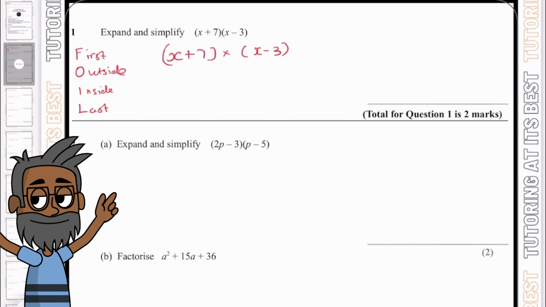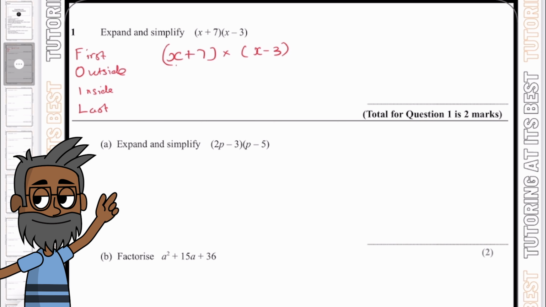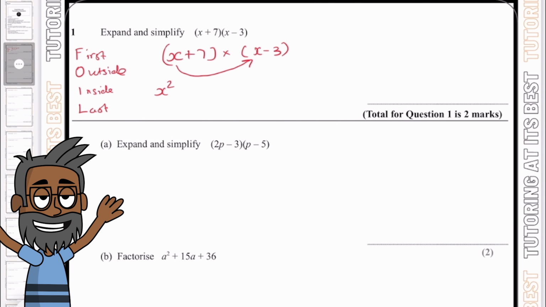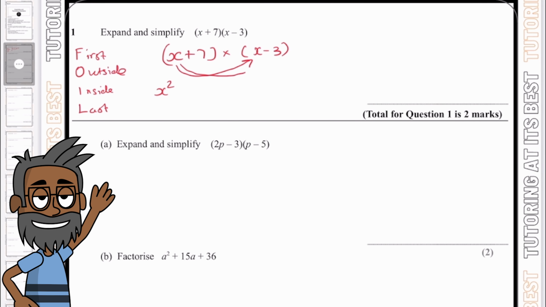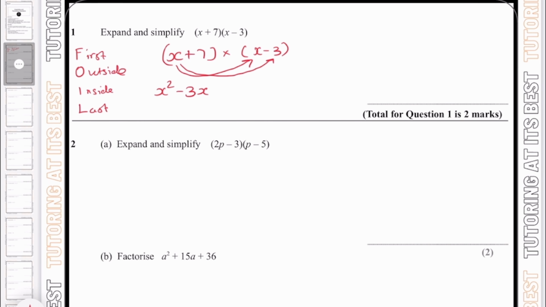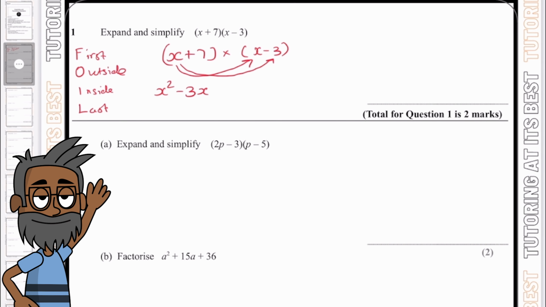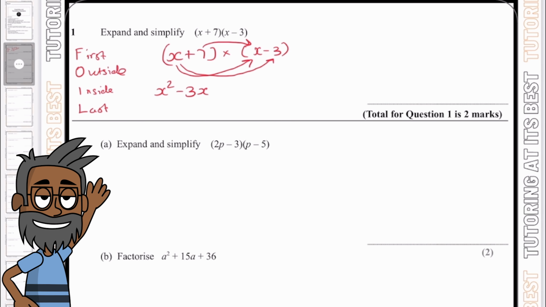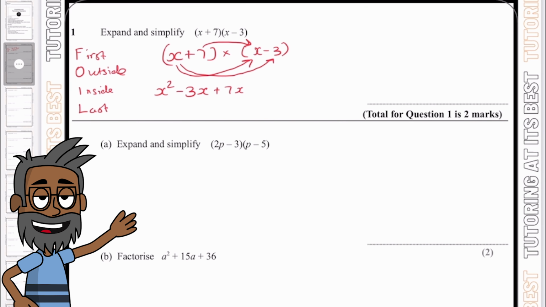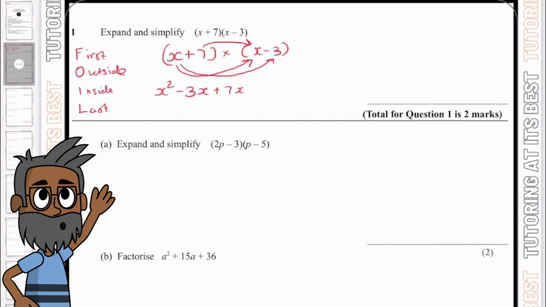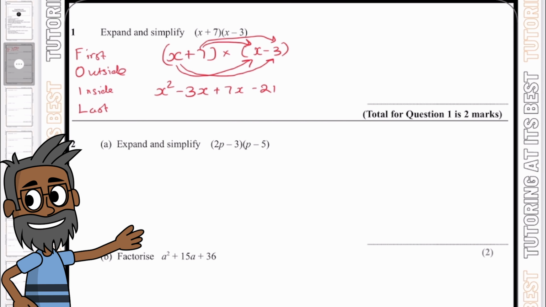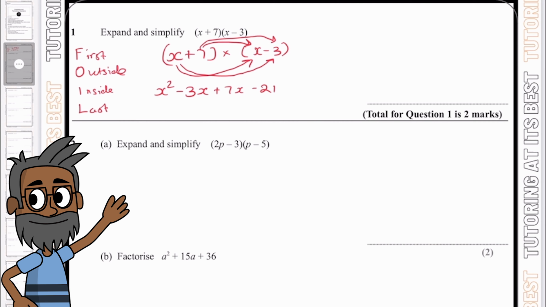Well, remember, we need to multiply the first items in the bracket. That again is your x multiplied by x, which gives us x squared. And then we have to multiply the terms that are on the outside of the bracket. So again, we have our x multiplied by our minus 3, which gives us minus 3x. And then we go back to multiply the terms on the inside of the brackets. So again, 7 times x is your 7x. And then again, we'll multiply the last term in the bracket, and that's 7 multiplied by minus 3, which is minus 21. So altogether, we have x squared minus 3x plus 7x and minus 21.